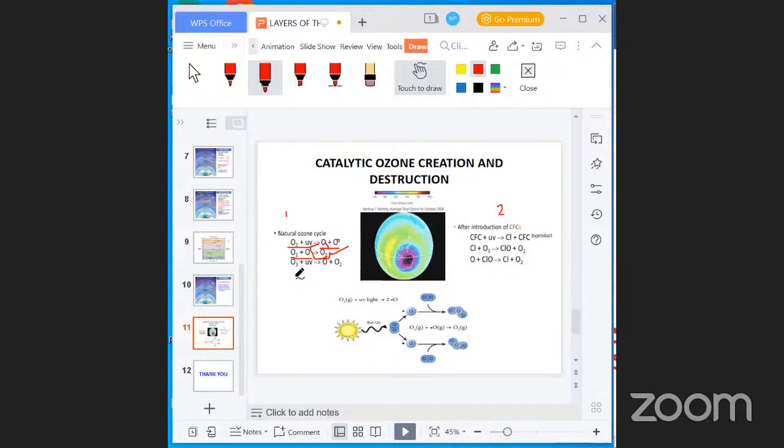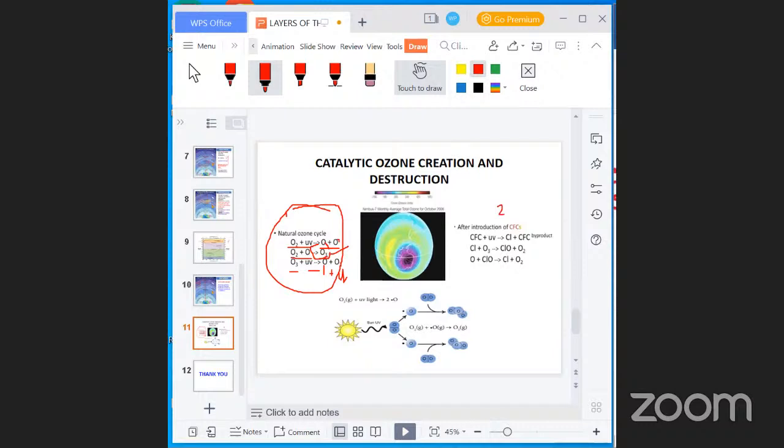So O3 plus ultraviolet radiation again gives you one oxygen plus one O2. This is a simple chemical equation: O3 plus ultraviolet gives O plus O2. So the ozone in the stratosphere is continuously being made and broken by the ultraviolet light in the ozone-oxygen cycle. So this is the natural ozone cycle.